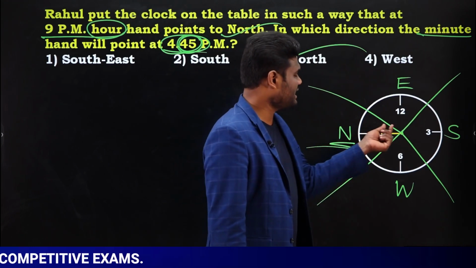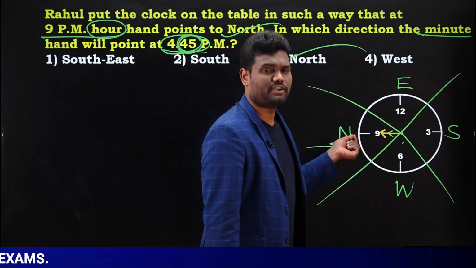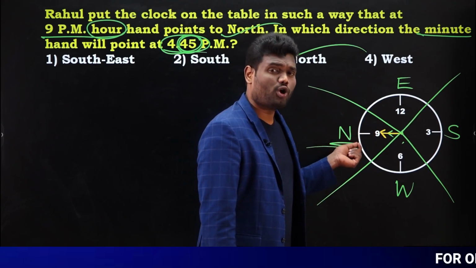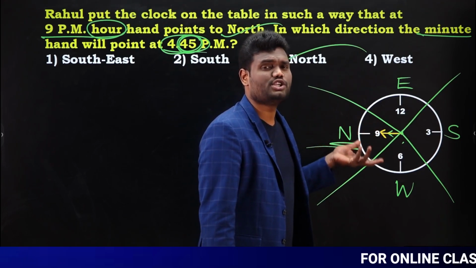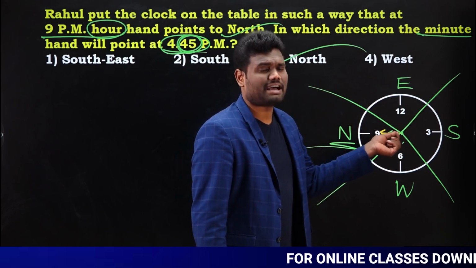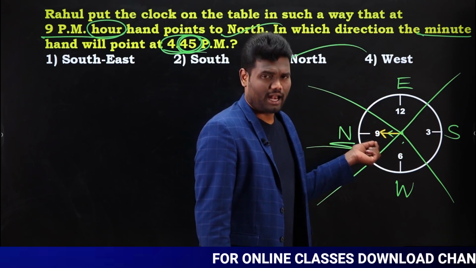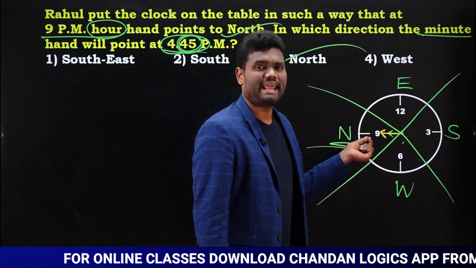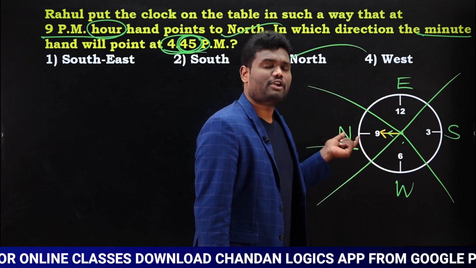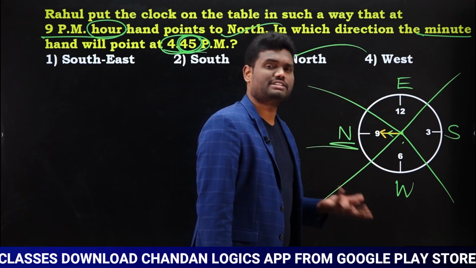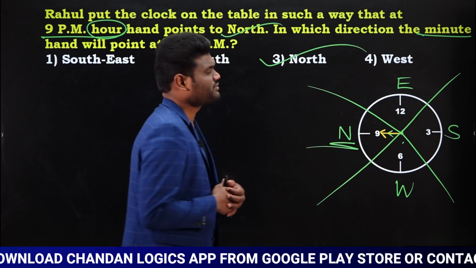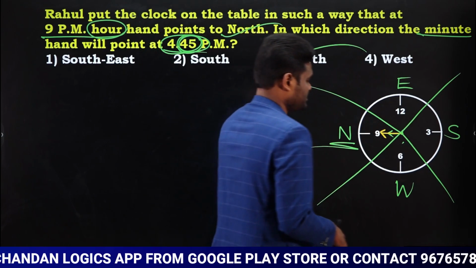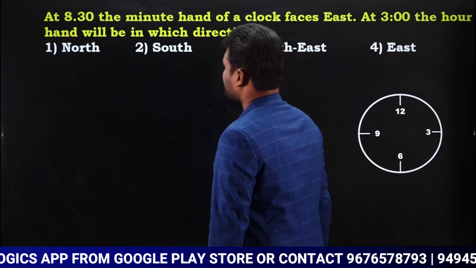In the question it is clearly said, at 9 o'clock the hour hand is facing towards north. At 4:45, which direction is the minute hand facing? 9 o'clock means the hour hand is going to face towards 9. Now this is nothing but north. At 4:45, 45 minutes means the minute hand should face towards 9. Then if you observe here, the minute hand is also facing towards north. So we can say the answer for this question is going to be the north direction. Is that clear? Let's look at the next question.